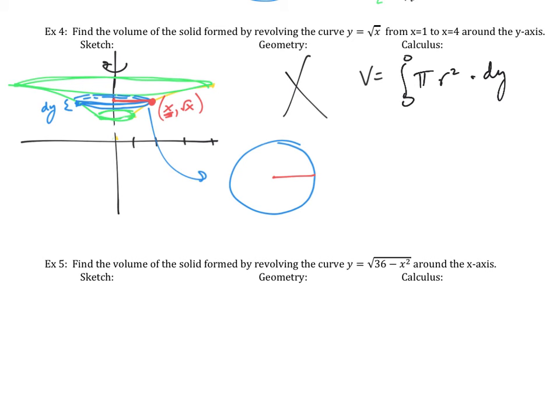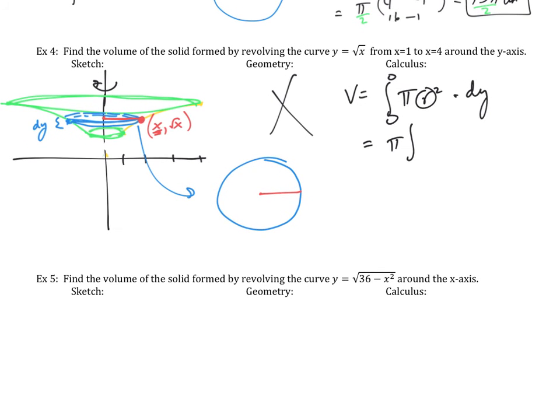That means that my limits of integration have to be y values, and that means my radius has to be in terms of y. So let's work it out. We said that our radius was x, but I can't use x. So what I'm going to have to do is take that y equals radical x and solve for x. Squaring both sides, I get x equals y squared. That's going to be my radius. I still have to square it for the formula. The radius itself is my x, but I'm putting it in terms of y.